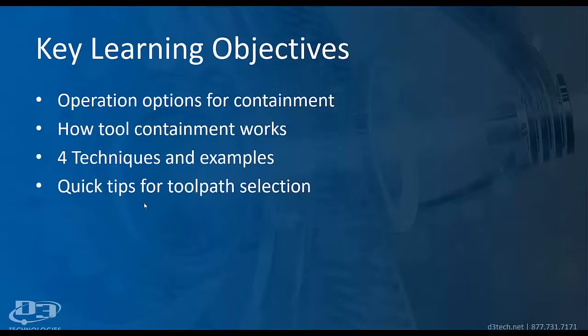So today, first I'm going to start with just operation options for containment. I've got a chart that shows all the 3D operations in the software and how they relate to each other. Then I'm going to take a look at how tool containment works, because there are tool containment options inside of every one of those operations. Then I'm going to jump into the software. I've got 4 different good examples for techniques and how to use and apply them. I'll preface that with the examples I have: it may not be the best option for the example, but they're good examples as far as getting the point across of how to do it. And then I'm going to end with some quick tips for those toolpath selections as well.